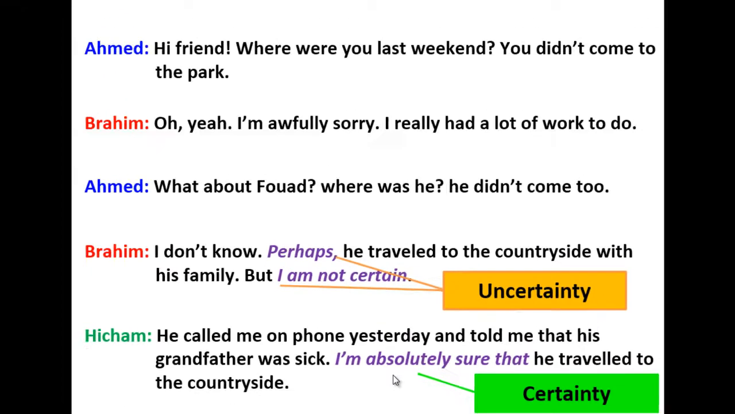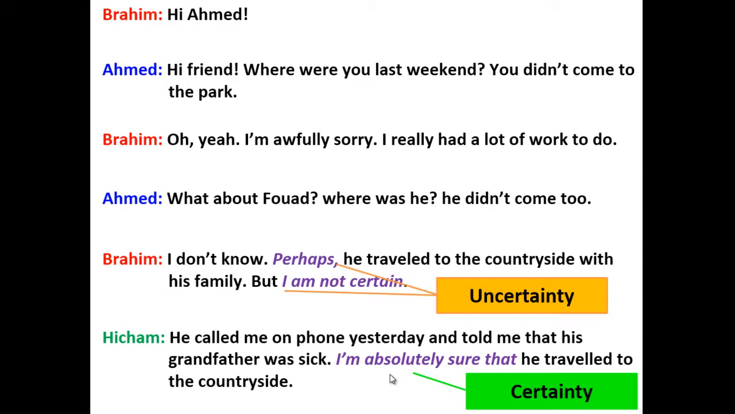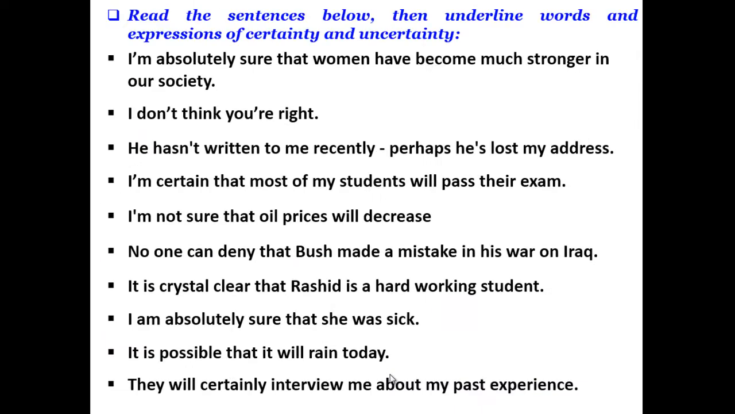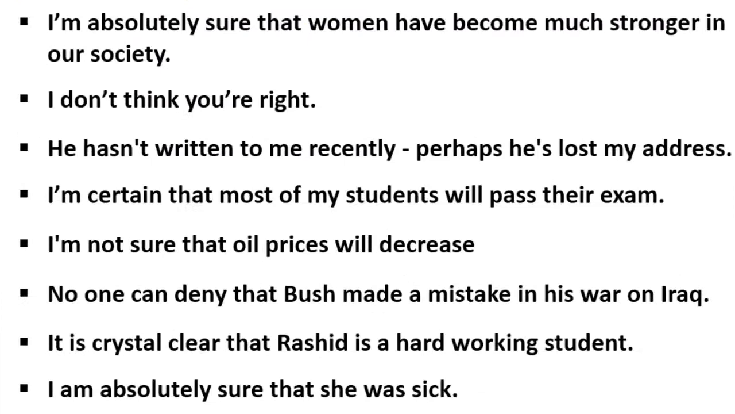Well, let us now find out more about expressions of certainty and uncertainty. As you see, here we are required to underline words and expressions of certainty and uncertainty from the examples. So let's get started. I'm absolutely sure that women have become much stronger in our society. The expression in the sentence is I'm absolutely sure. It is an expression of certainty. I don't think you're right. The expression is I don't think, and it is an expression of uncertainty.